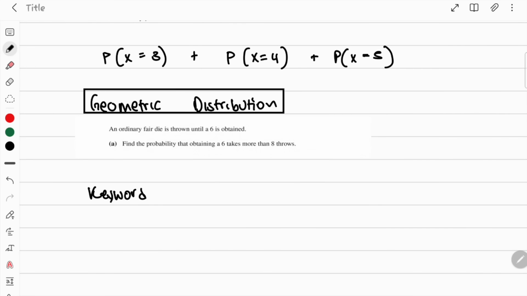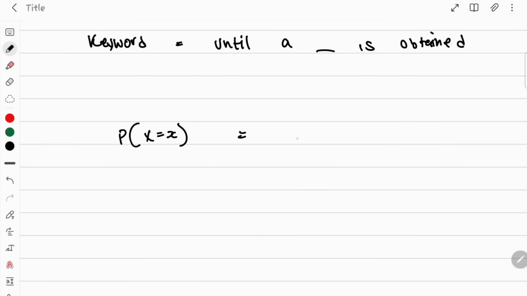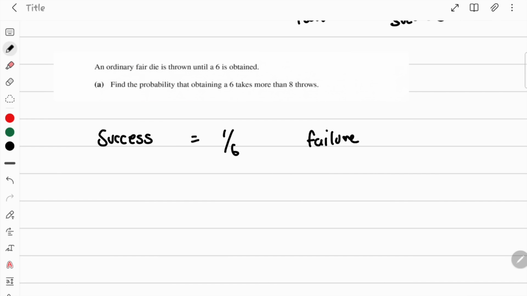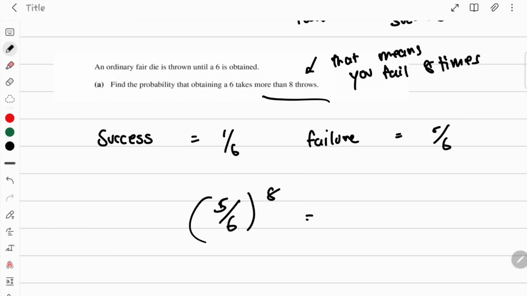Coming to geometric distribution, this is when usually the keyword is they say until a certain something is obtained. This is the formula, whereby this is the failure and success. In this question, the success is 1 out of 6, the failure is 5 out of 6, and that means you can fail 8 times. So using the formula, you can get your answer, which is 0.233.